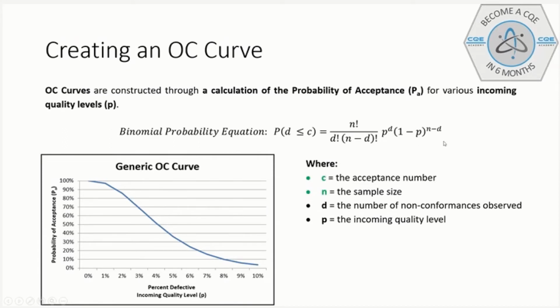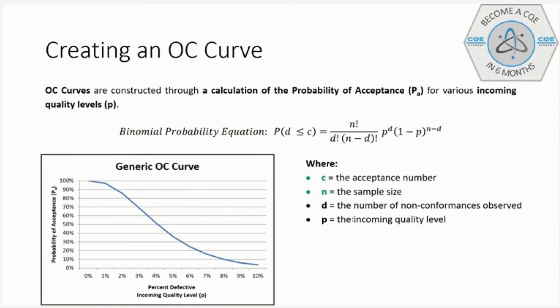You actually won't see the variable C here, but what you do see is the number d. I want to explain the relationship between the acceptance number and the number of nonconformances observed. Now the sample size n does show up a number of times in this binomial probability equation. You see it here, n factorial, n minus d, and then you see it here in this exponential. So that's the sample size. d is the number of nonconformances observed.